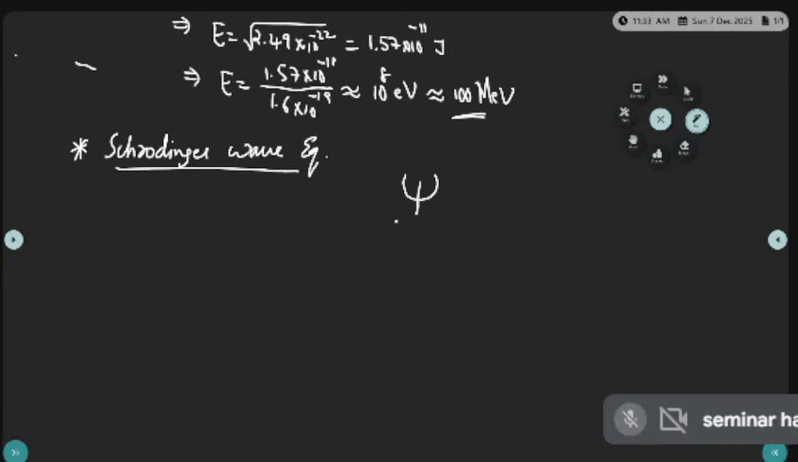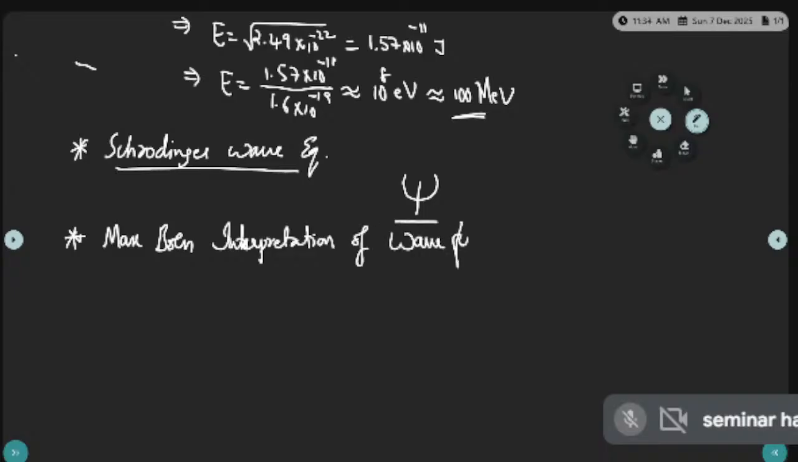Now regarding psi, different people proposed different theories, but the final theory that we are going to accept is proposed by Max Born. The side heading: Max Born's interpretation of wave function psi. Max Born gave some interpretations regarding the wave function.